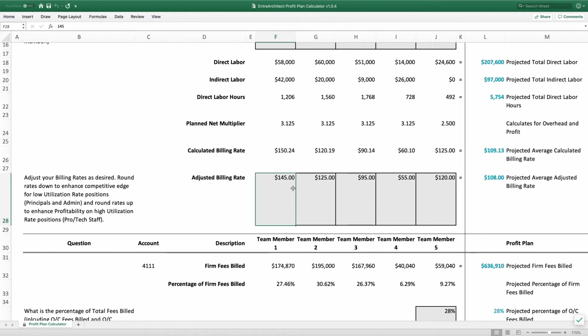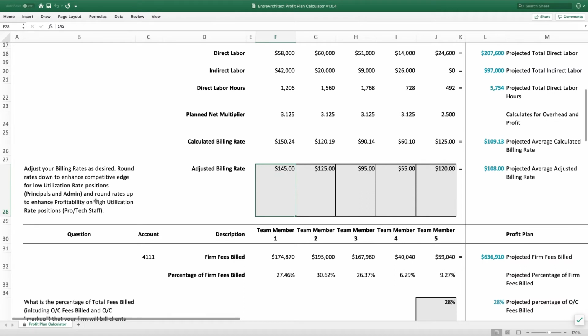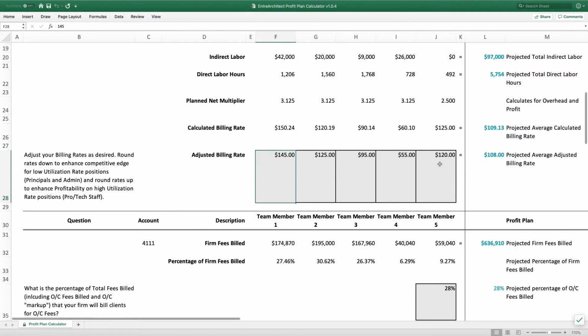And then the adjusted billing rate is a field that you fill in. It's up to you. So adjust your billing rates as desired, round down to enhance competitive edge for low utilization positions, and round up to enhance profitability on high utilization rate positions. And so we're rounding down here, we're rounding up here, we're rounding up here, we're rounding down here, and we are bringing the number down a little bit for our contract labor. You can plug in whatever numbers you want here. If you're calculating a billing rate of 150.24 here and you want to charge 250, you can do that. It's your firm. You can charge whatever you want.